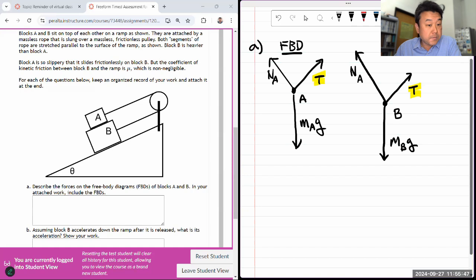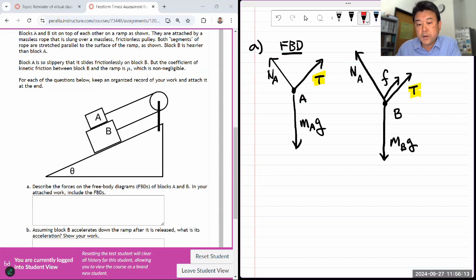And there's going to be friction, and I have to take a guess. Do I think mass B will be sliding downward or upward? Based on the fact that B is heavier, I think it will be sliding downward. In that case, the friction must be directed opposite. So I need to have a friction force that's upward. And if you stop here, you will have missed one important force.